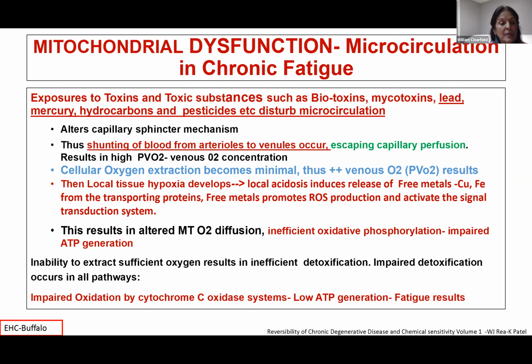The take-home message from this is that even though the mitochondria are normal, if microcirculation is abnormal, then there will be ineffective oxidative phosphorylation, impaired ATP generation and poor energy. So in this situation, if you provide oxygen therapy, the mitochondria are normal, so they can produce more ATP and the patient starts feeling better. So in a chronically ill patient, one should always do venous blood gases to see the state of microcirculation. Another fact is that impaired oxidation by the cytochrome C oxidase system also results in low ATP generation and fatigue. So when you give them photobiomodulation treatment and they start feeling better, then you know where the problem is.